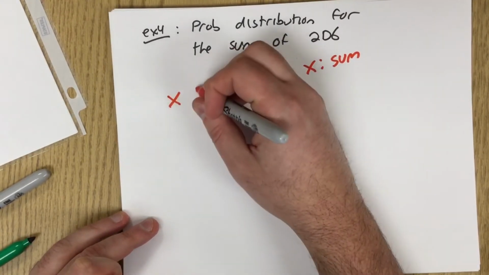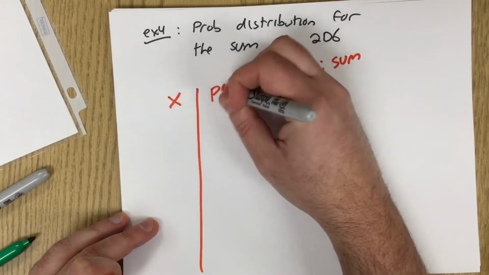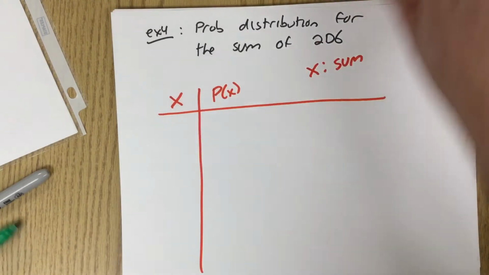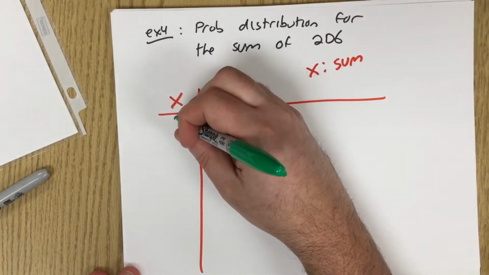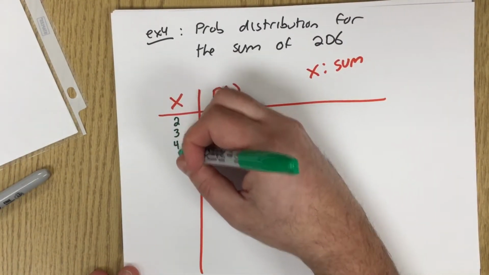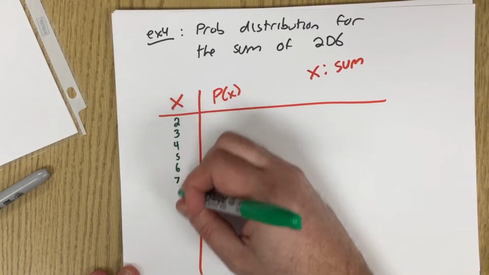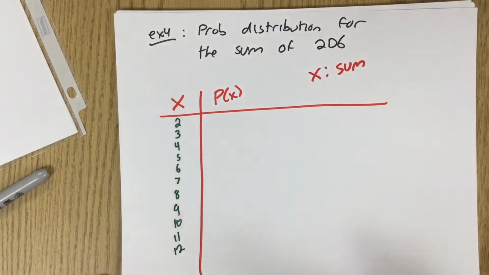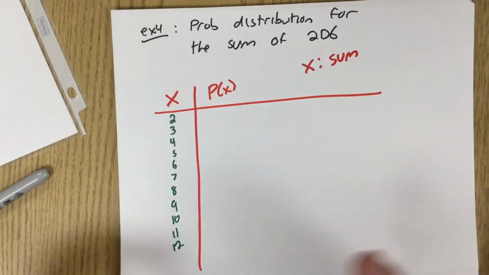And we have our x, and we have our p of x. We have to be a little more judicious with the use of space here because it's going to be a bit longer. So this could add up to 2 or 3 or 4 or 5 or 6 or 7 or 8 or 9 or 10 or 11 or 12. Those are all the possible outcomes. Those are all the possible sums when we add up 2 dice.